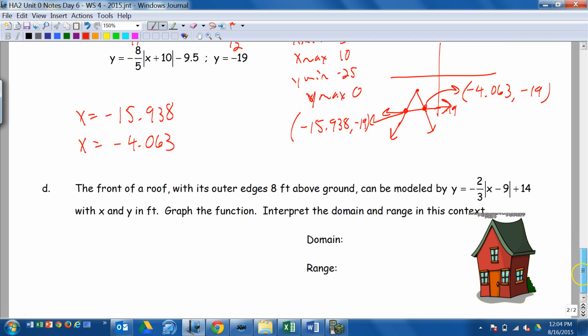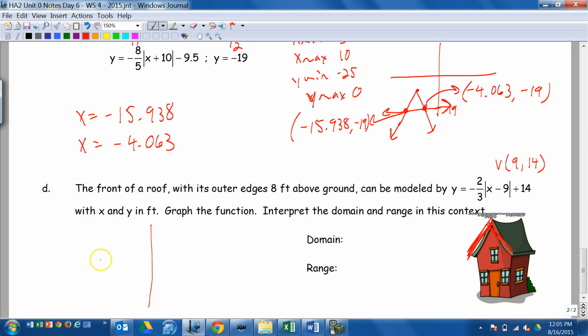Okay? Alright, final problem. The front of a roof with its outer edges 8 feet above the ground can be modeled by this absolute value graph. Graph the function, interpret the domain and range. Well, you guys should be able to tell me that the vertex for this function is at 9, 14, and the slope is negative 2/3. And that makes sense because it's oriented down. If the absolute value graph is the roof, it is oriented down. And we only go till y is 8 feet above the ground.